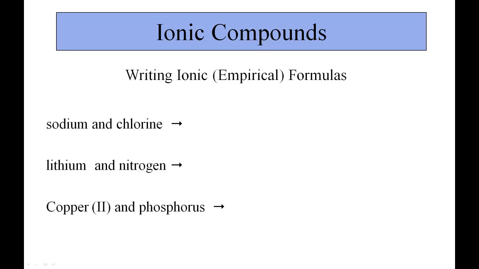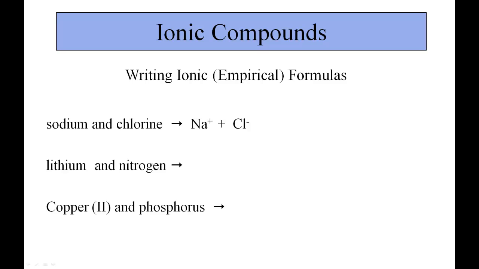In this section, I'm going to show you how to write out ionic formulas, also known as empirical formulas, making sure you have the correct ratio when you write them out. The first example I'm going to do for you is sodium and chlorine. So we need to know their charges from the periodic table, which you should be an expert at by now. If I look at sodium and chlorine, sodium has a +1 charge and chlorine has a -1 charge.